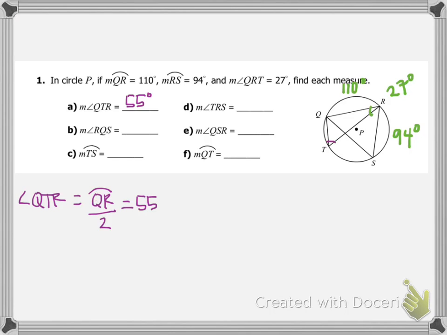Okay, so the next one I want to find is angle RQS, so that's going to be right here, this angle here. RQS is also going to be half of your arc length there, so 94 divided by 2, so that's going to be 47.